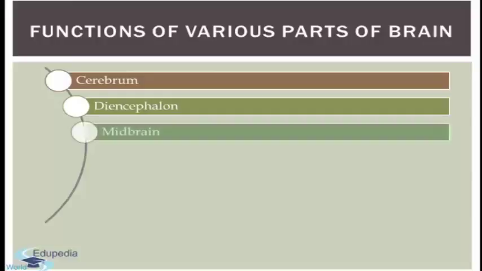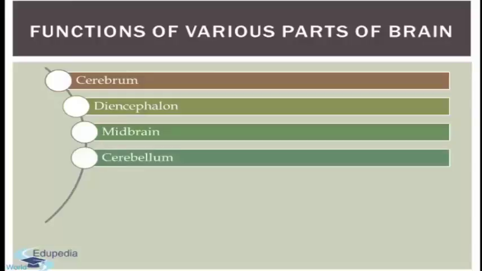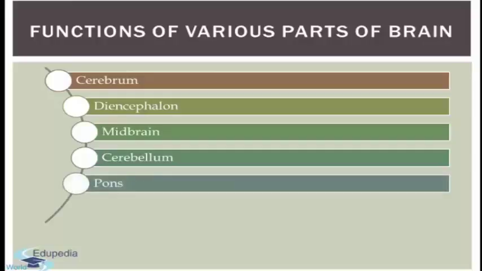Then the midbrain. It relays motor impulses from the cerebral cortex to the pons and spinal cord and relays sensory impulses from the spinal cord to the thalamus. Next is cerebellum. It maintains posture, equilibrium, and muscle tone. Also, it coordinates voluntary movement initiated by cerebrum. Then, pons. It transmits impulses from one side of cerebellum to the other, and together with medulla, it controls breathing.